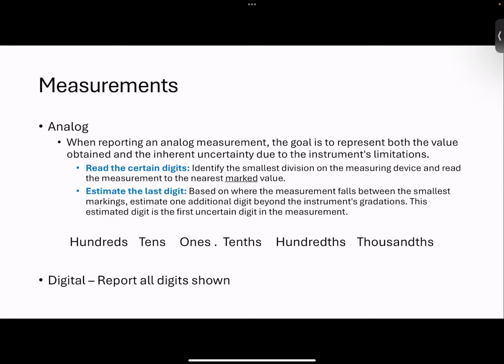You keep asking those questions until you say no. When you say no, that is your estimated digit. When you say no, I can't read a mark for that, that is your estimated digit. That's the last digit you record.